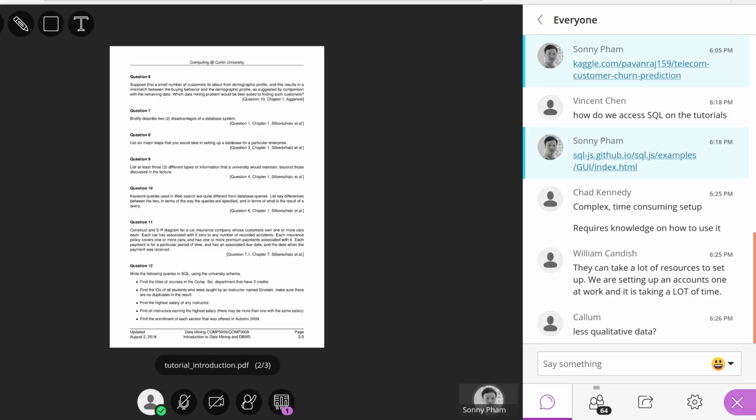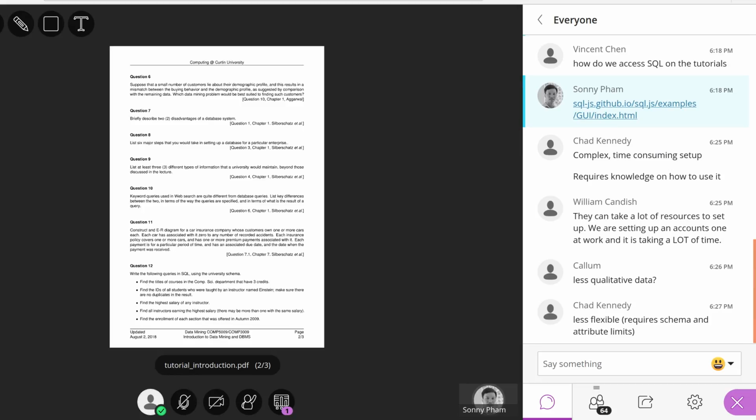Less qualitative data. I don't know what you mean, Callum. I mean, unless you explain, I guess a database can capture anything, right? Anything that you can store or capture in maybe a text file or an Excel file, then a database can also capture those things. So I'm not sure what this means.